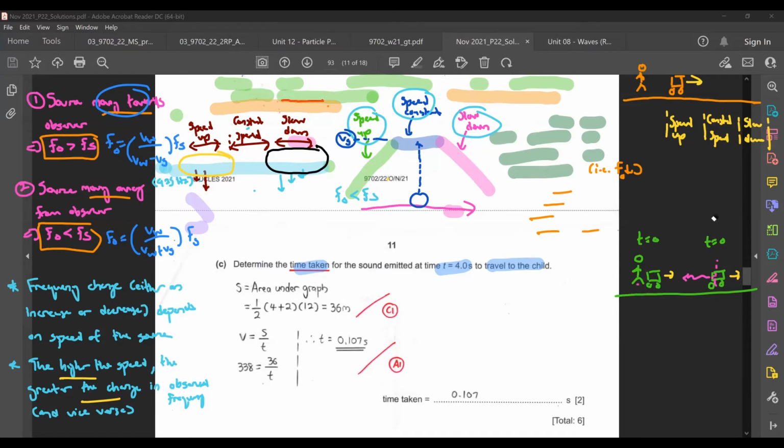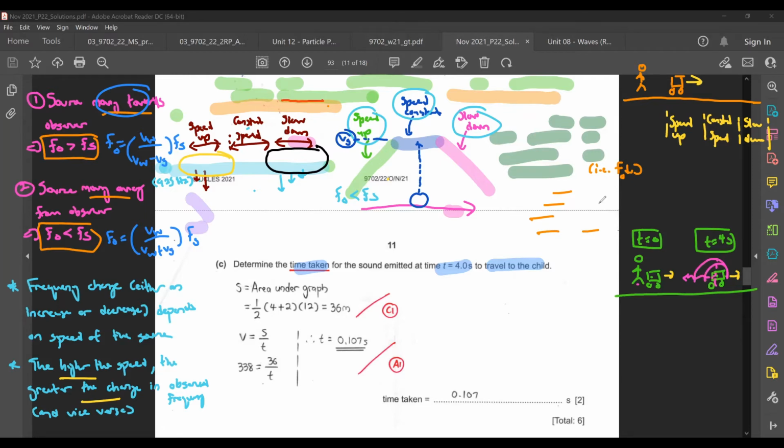Sorry, this is 4 seconds, right? Okay, this is 4 seconds. So this one was at t equals to 0, t equals to 4. The car was here at t equals to 0. The car is now here at 4 seconds. Throughout that time, your car is emitting sound waves.